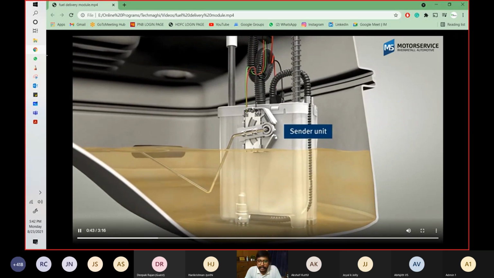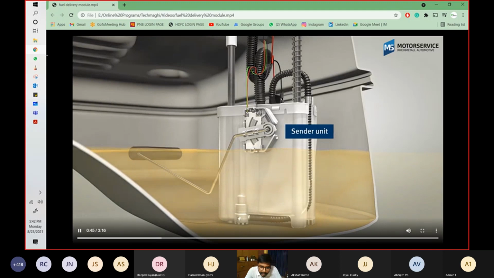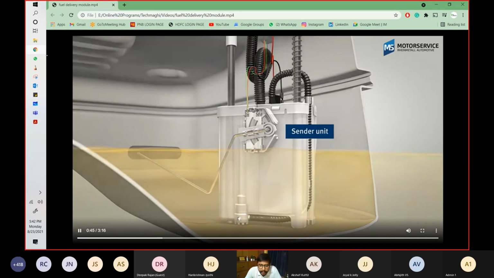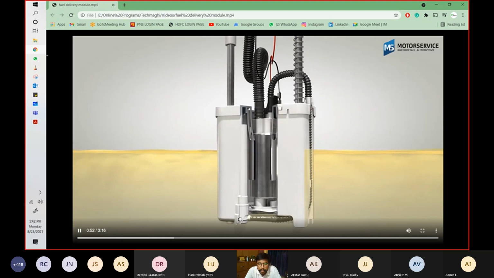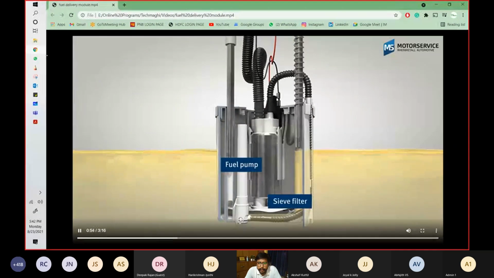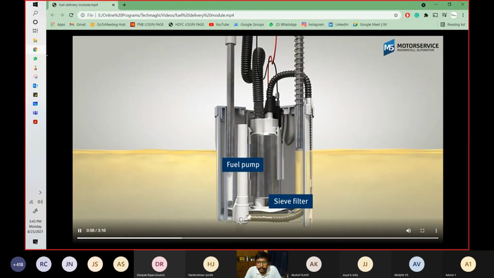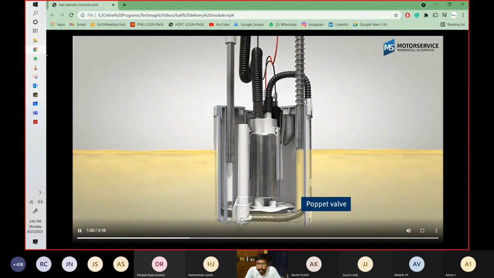Now you will see that this is a center unit. From here, this pump is going to suck or take out the fuel from the fuel tank from this point, from the cursor. This is a section view. This is the fuel pump interior part. So in the fuel pump, you see these two wires.